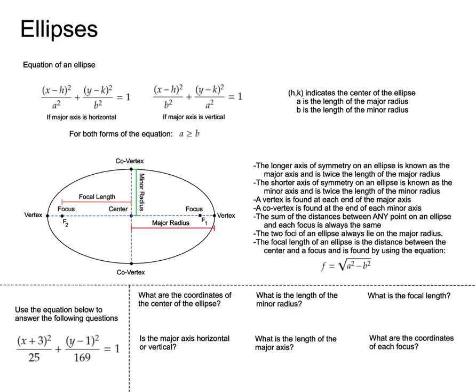The focal length of an ellipse is the distance between the center of the ellipse and a focus. And you can actually find it by using the equation f is equal to the square root of a squared minus b squared. When using that equation, be sure to know which axis is the major axis, whether it's vertical or horizontal, because that will determine whether a appears under the y term or the x term.